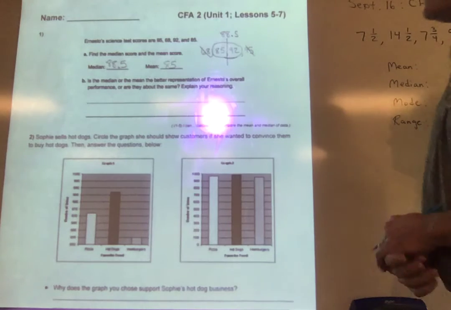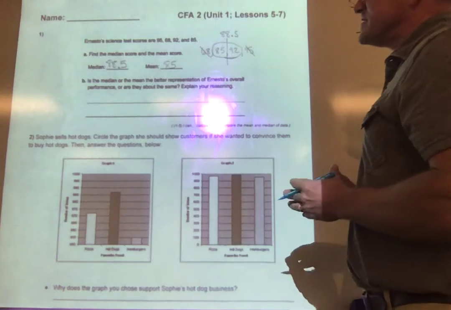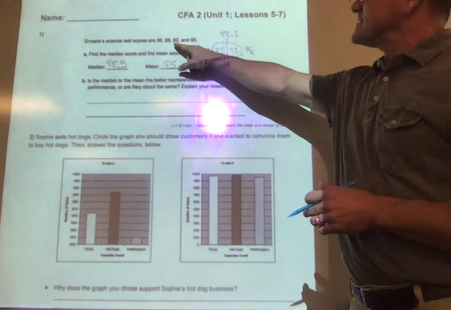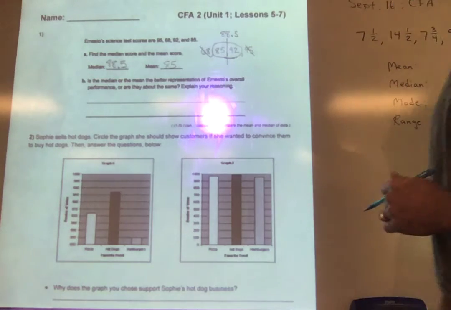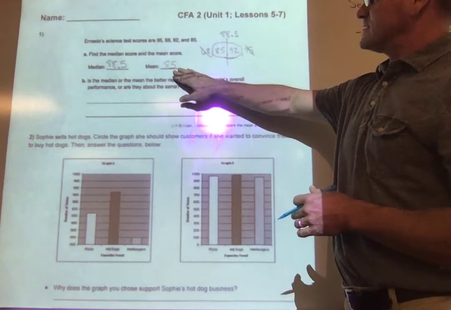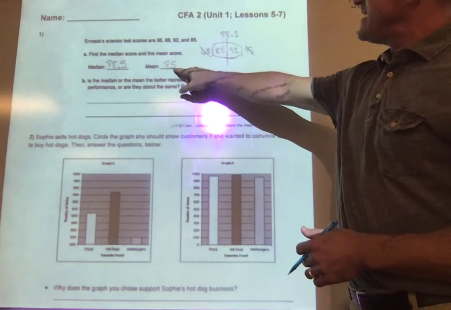The next question then asks, is the median or the mean the better representation of Ernesto's overall performance? Or are they about the same? And explain your reasoning. We talk a lot of times about how some of these could be a little bit different, and some might be more accurate than the other depending on certain situations, like if there was a big outlier. So when I look at this one, I see that 68 is a test that's way lower than the rest, and I know an outlier like that will bring that mean down because the mean takes into account every score. So it's going to drag that average down to 85.